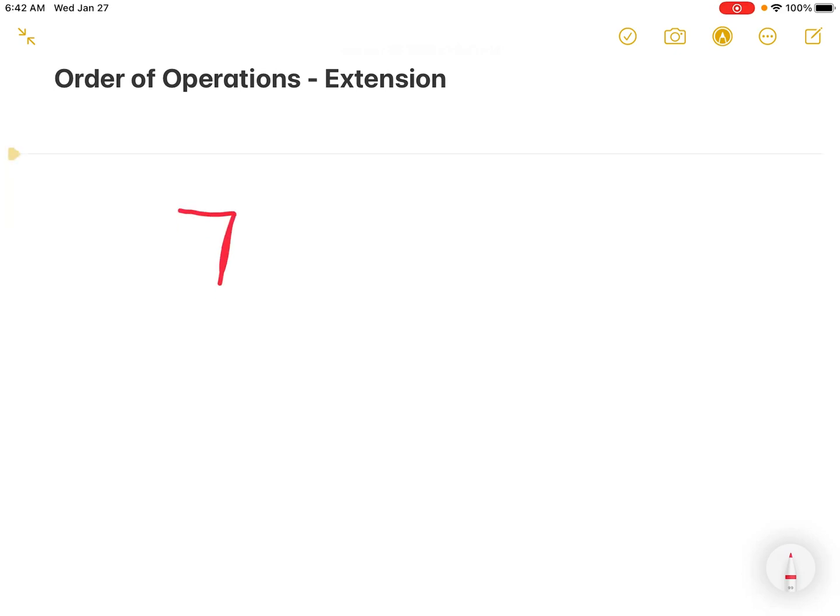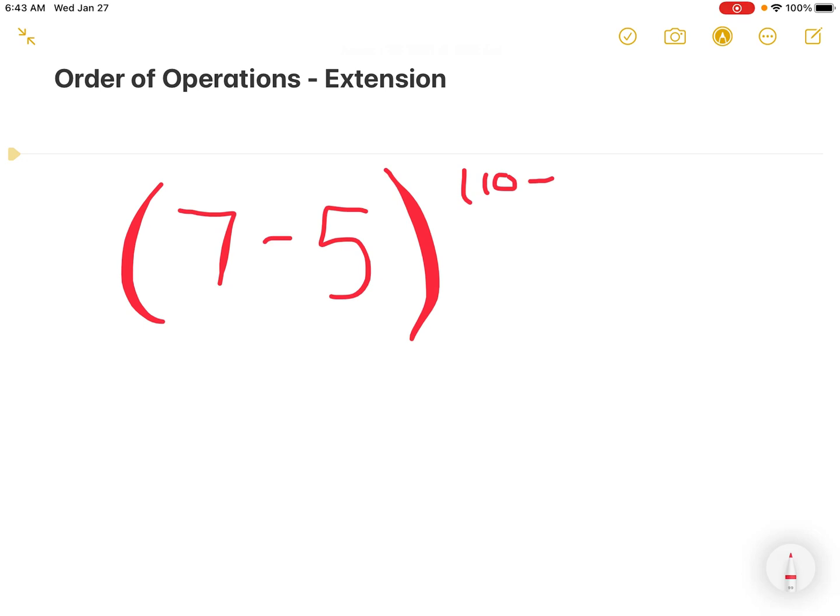The first one that we're going to look at involves 7 minus 5, and we'll go ahead and put those in parentheses. And then we're going to see an exponent that has work that needs to be done inside of the exponent, like this. 10 minus 1 plus 3, and we've got a couple of sets of parentheses there, over 5 minus 2. So that whole piece up there is an exponent.